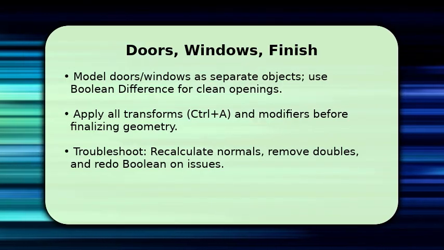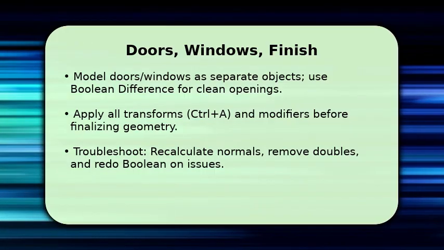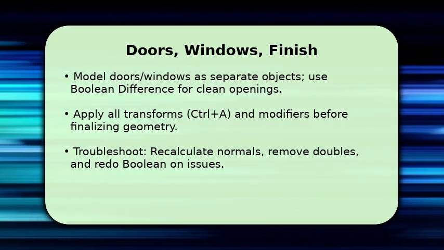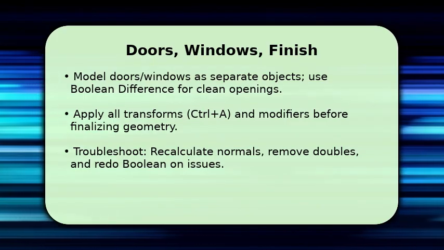Once positioned, apply all transforms and modifiers to freeze scale and thickness. Then organize objects into collections and export as needed. If something goes wrong, recalculate normals, remove duplicate vertices, and redo any failing Boolean operations.